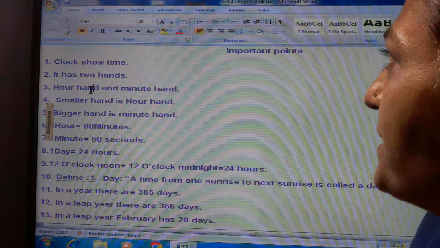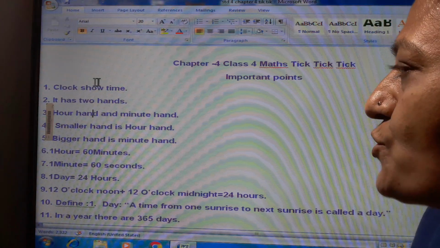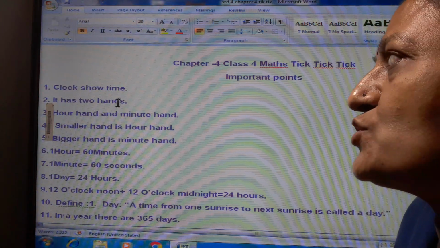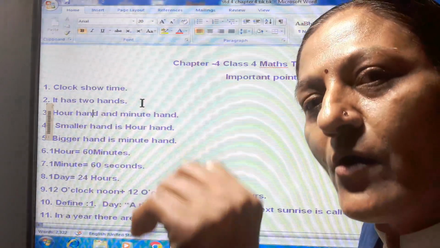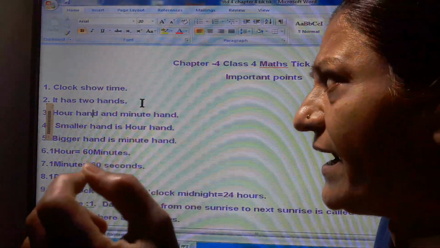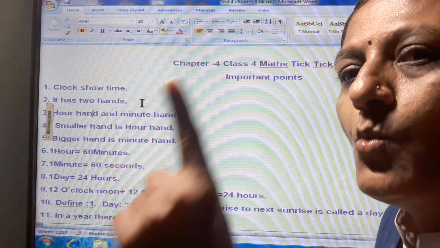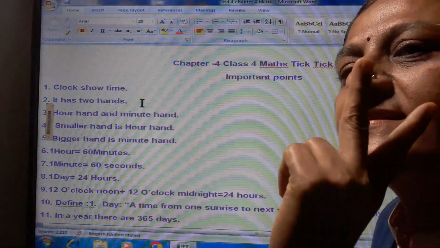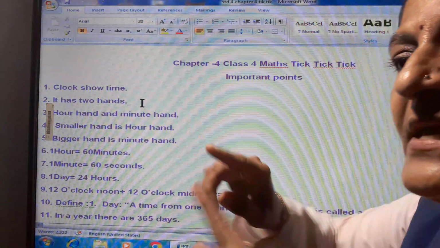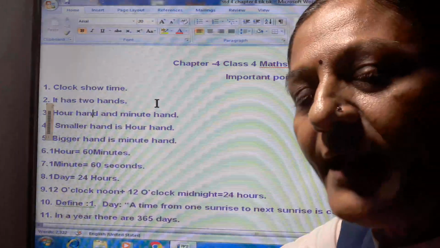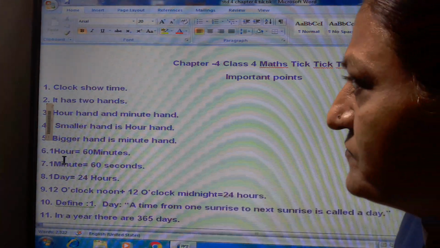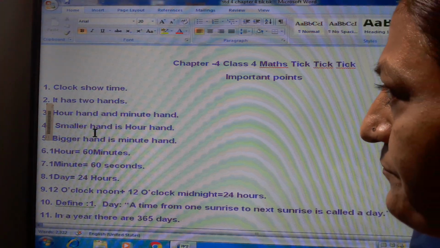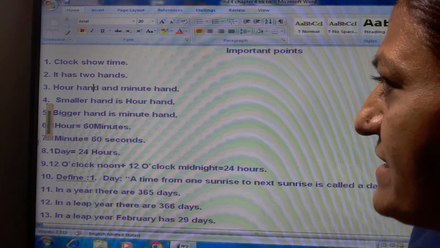Tick tick tick. Important points: a clock shows time. It has two hands. One is the hour hand and the second is the minute hand. The bigger hand is called the minute hand and the smaller hand is called the hour hand.